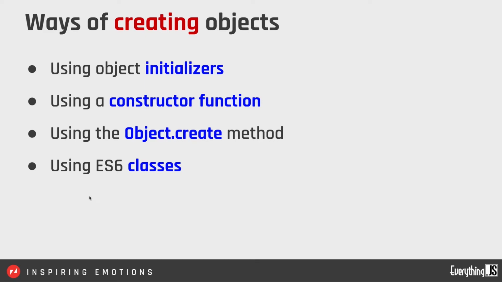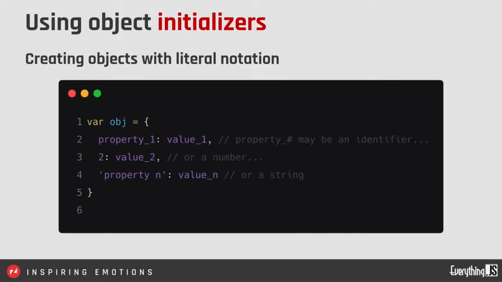So those are the ways of creating objects. We can use object initializers, constructor functions, the Object.create method, and also in ES6 we have classes. So let's take them one by one. The first one is using object initializers. In this way we can create an object by using object literals.